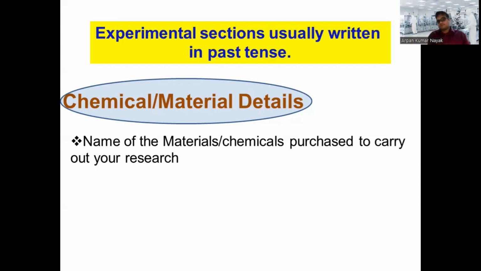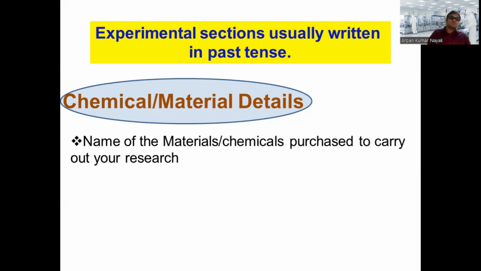Then you also have to mention the company name, then the purity. You can find it on the box whenever you purchase some chemicals or any materials. On the top, some purity should be mentioned, 99.99% or 99.8% or 100%.